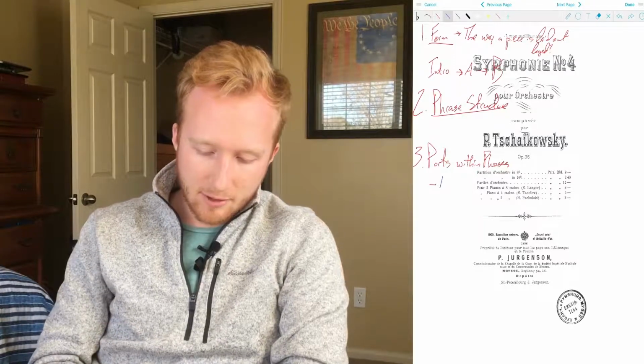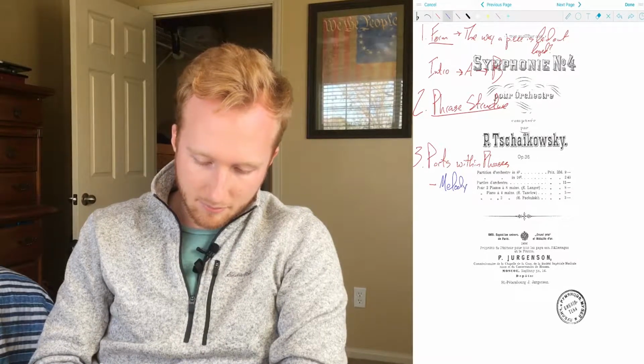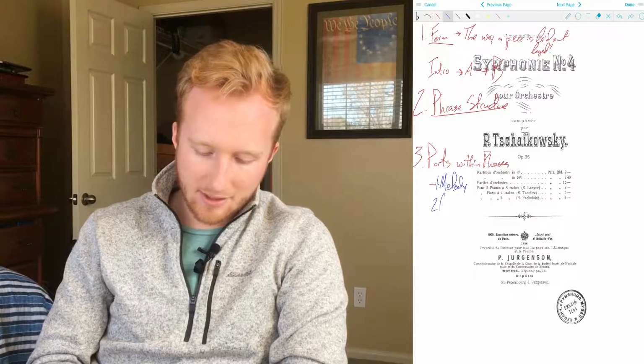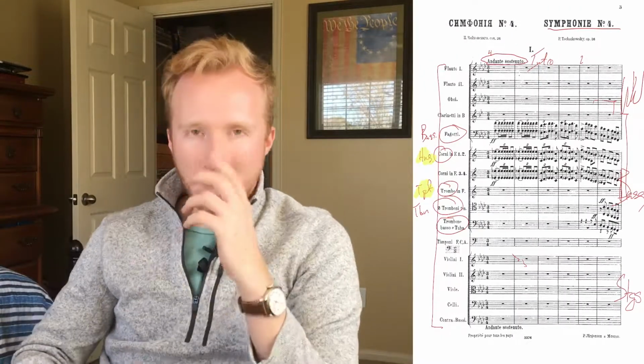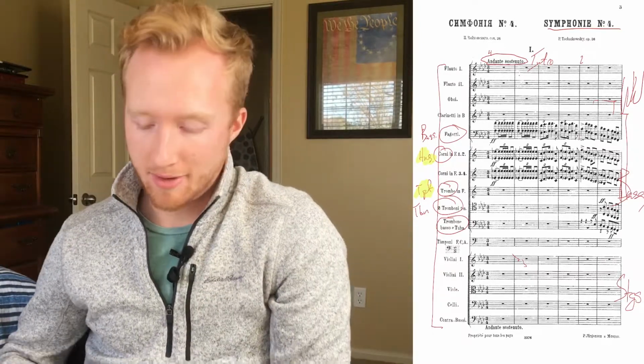The first voice is melody. That's going to be our primary voice. Second voice, counter melody. Third voice, accompaniment. All 3 of these voices don't have to be present, but they can go back and forth. When they are present, it's important to know how to break them down. Great. Okay, so let's look at the beginning.